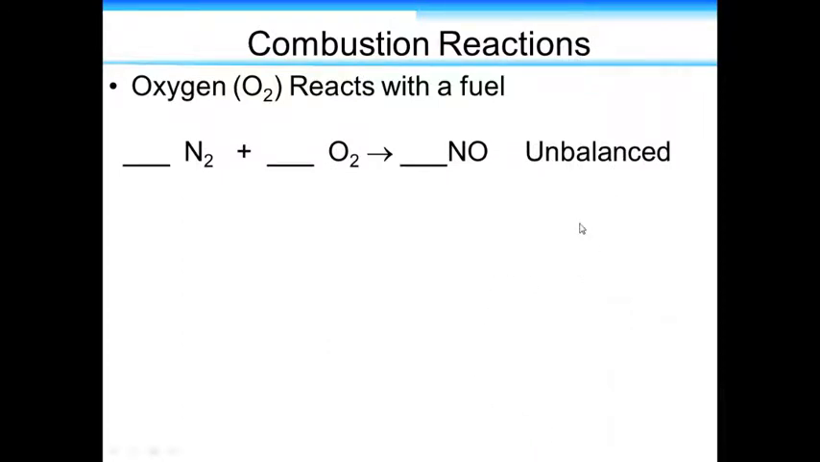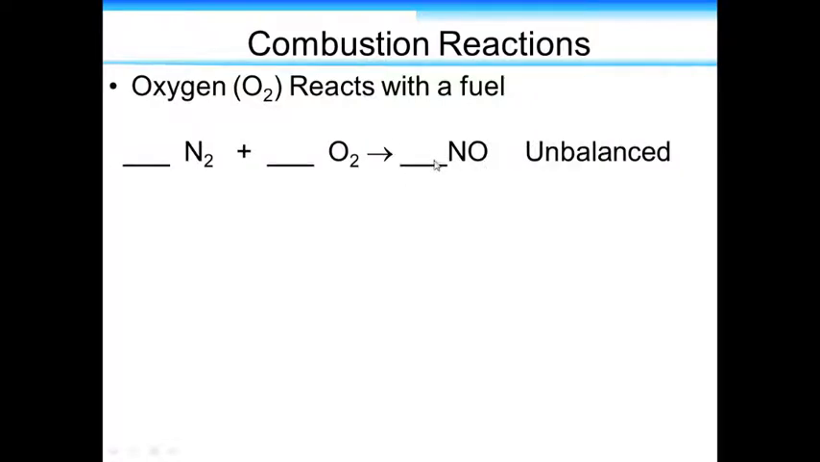So let's look at combustion reactions. Combustion reactions always involve oxygen as a reactant. So here we have nitrogen gas and oxygen gas forming nitrogen monoxide. But let's look at this reaction. Here we have 2 oxygen and 2 nitrogen, but there's only one of each in the products.